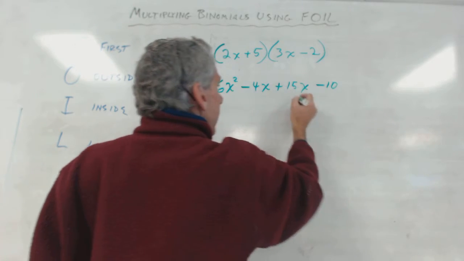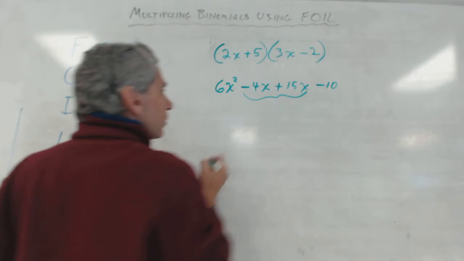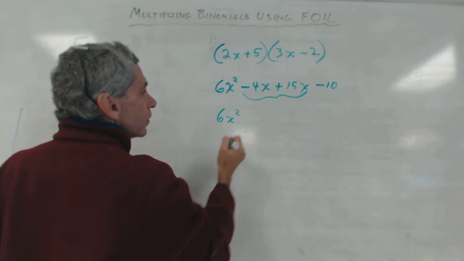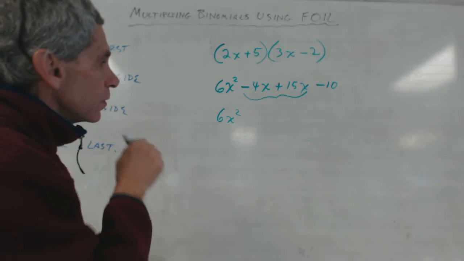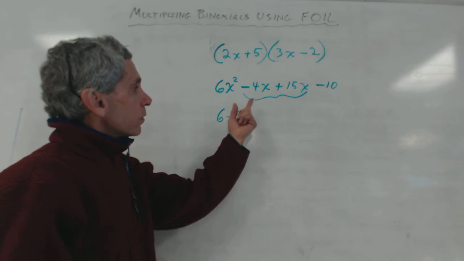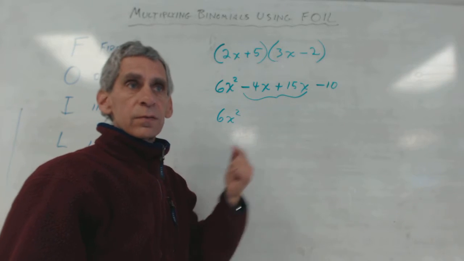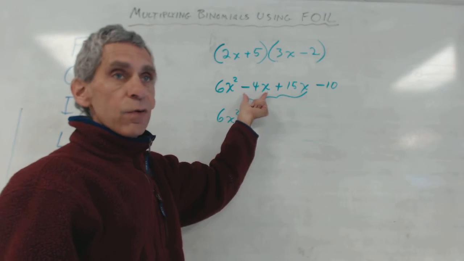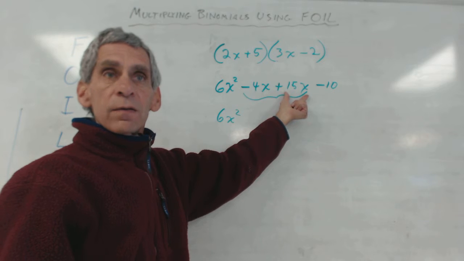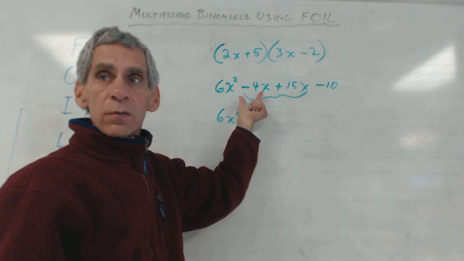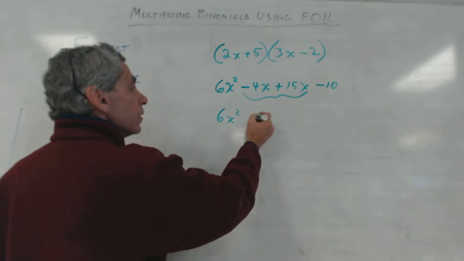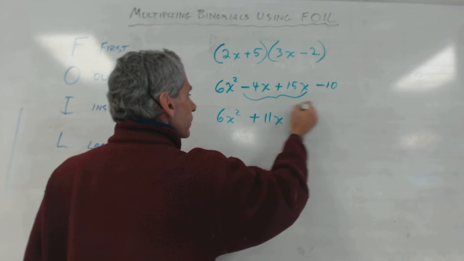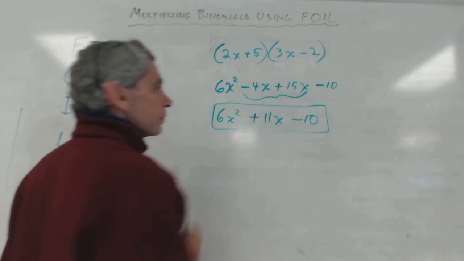Minus 10. Okay, now I've got to combine my insides. It'd be minus 4x plus 15x. Would it be 19x? No, because you're taking 4 away. I've got 15 x's, I'm taking 4 of them away. It'd be 15 minus 4, which would be 11x. Positive 11. Plus 11x minus 10. There's my answer. Okay. Make sense?